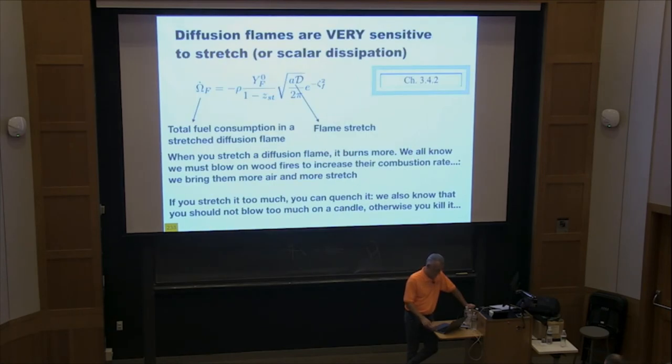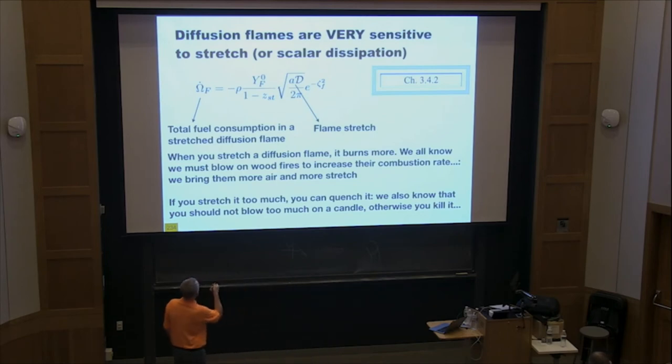Now let me finish here by talking a little bit about the effect of stretch or scalar dissipation on diffusion flames. If you remember, I told you about the gradient of Z; you can compute that for the stagnation point flame, and this is the expression here. So forget about the normalization, just look at this thing here. This is telling you that the reaction rate here is proportional to the square root of a, the stretch, multiplied by D, the diffusion coefficient. So when you stretch a flame, it burns more.